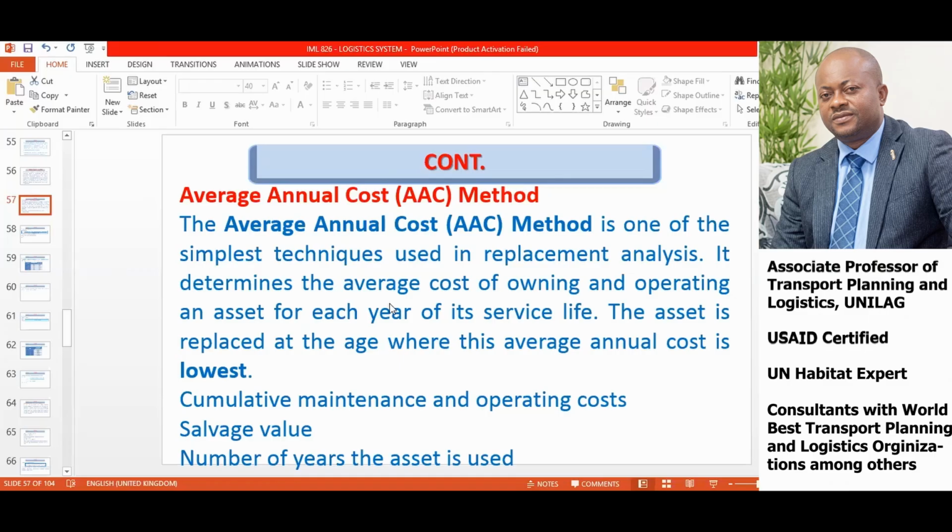Sorry, sir. Sorry to butt in. I was trying to comprehend this last line. That is where the average annual cost is the lowest. So if I understand this, the asset is replaced when the average annual cost is now very high, when the cost of maintaining becomes very high. I was thinking this should be when the average annual cost is high.